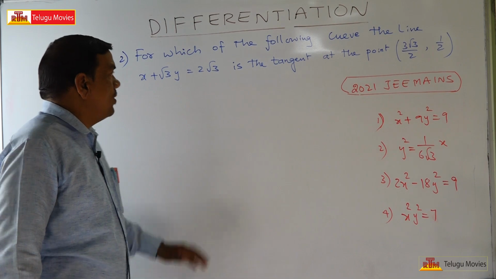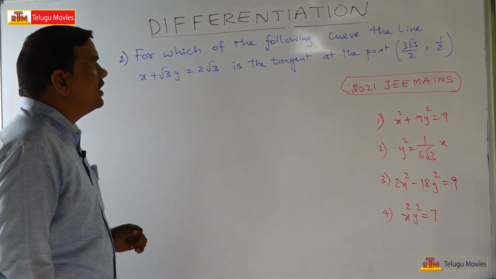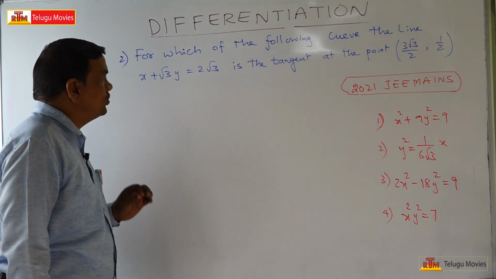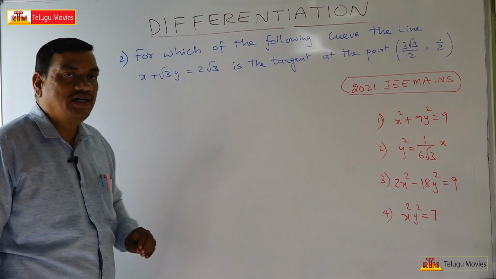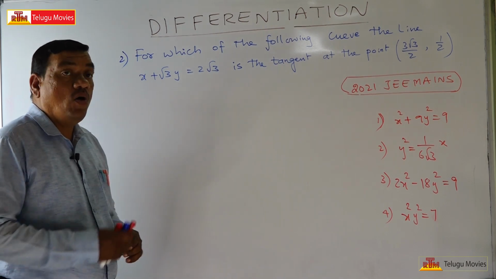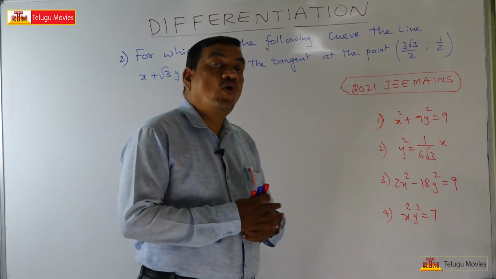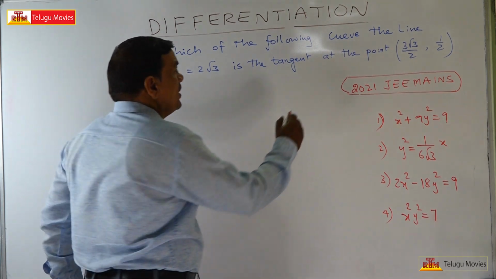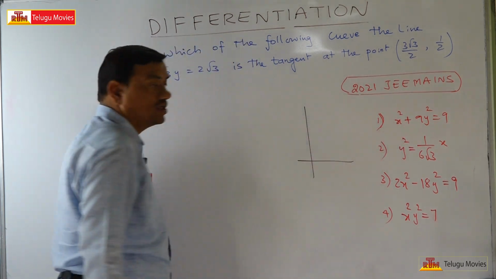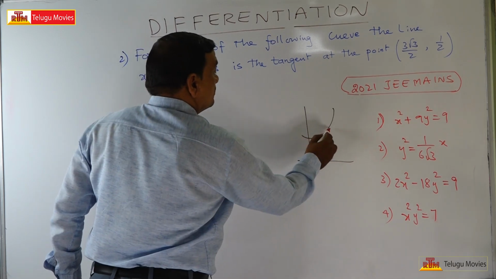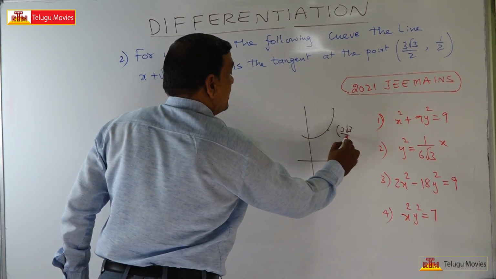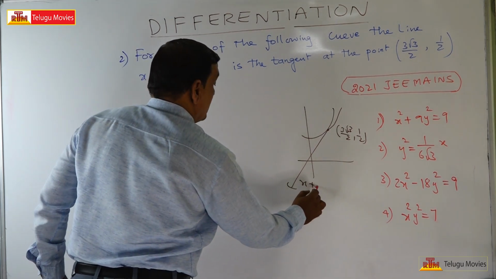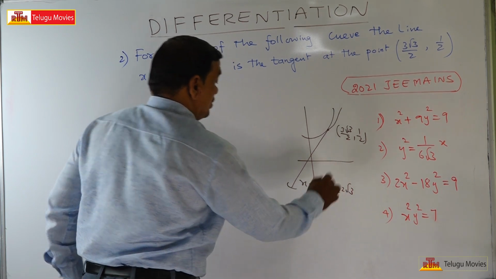Welcome back to the second problem. For which of the following curves is the line x + √3y = 2√3 a tangent at the point (3√3/2, 1/2)? Here the 4 curve equations are given. The problem is, for which of the following curves, at the point (3√3/2, 1/2), will this line x + √3y = 2√3 be the tangent?